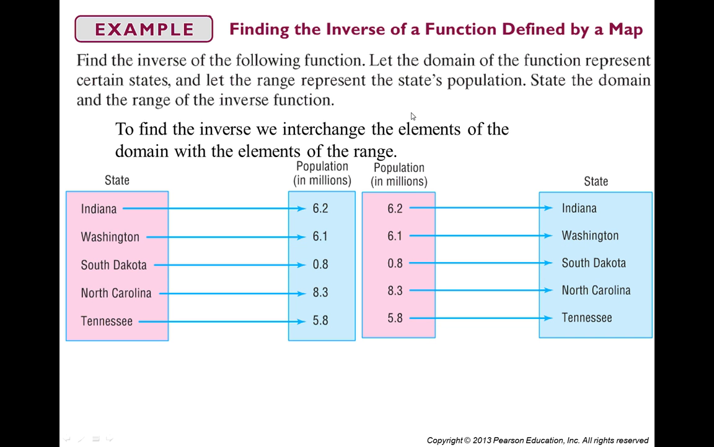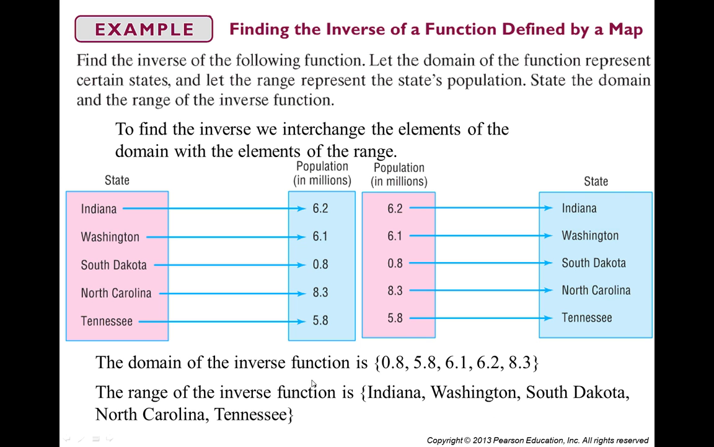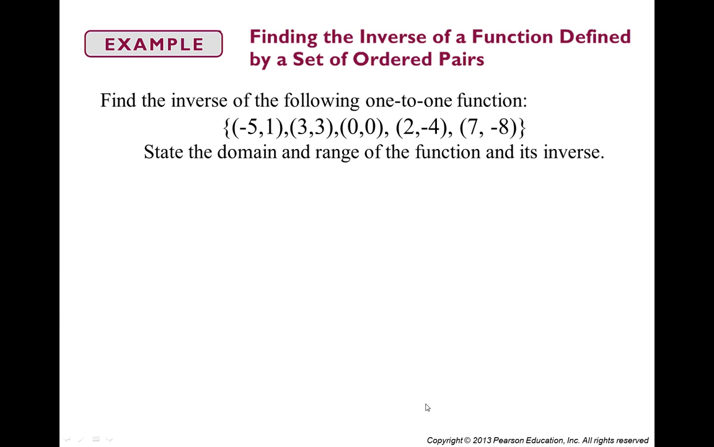So then your output becomes your input and your input becomes your output. This works for coordinates as well. Then you can look at it as your range becomes your domain, and your domain becomes your range. So we switch the x and the y.